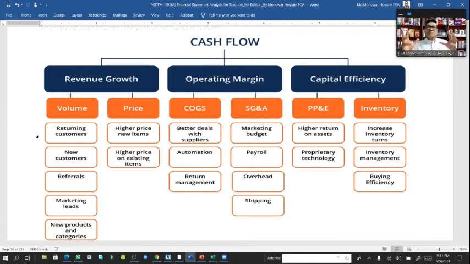This way we can manage our cash. We will be able to manage our cash flow, growth, revenue, operating margin can be increased, capacity of the company can be increased, and capital efficiency can also be increased.